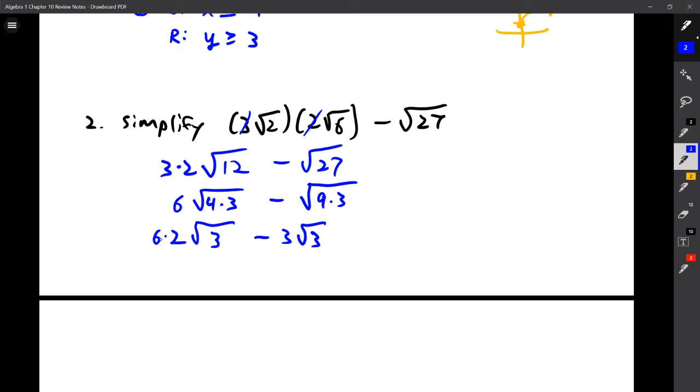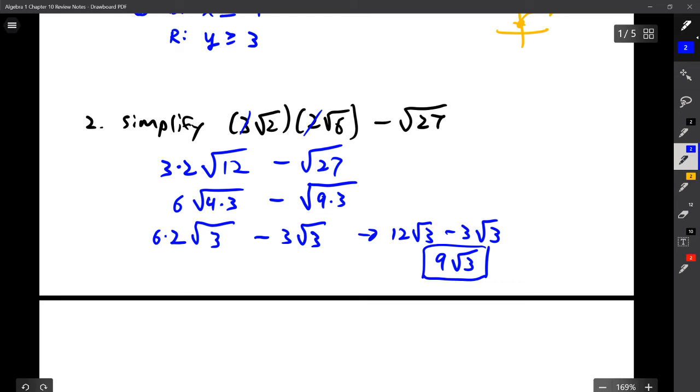Now, so this is 12 root 3. I'm going to move this over here. That becomes 12 root 3 minus 3 root 3. You have 12 root 3's, and you subtract 3 root 3's, and you're left with a total of 9 root 3's. And that is the final answer.